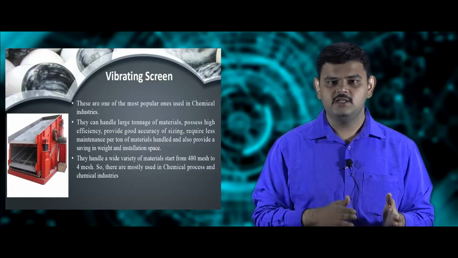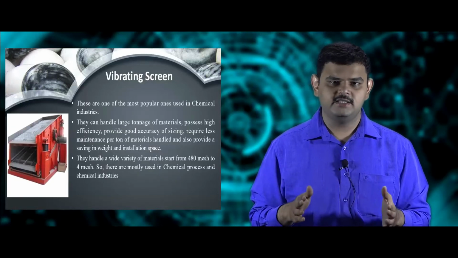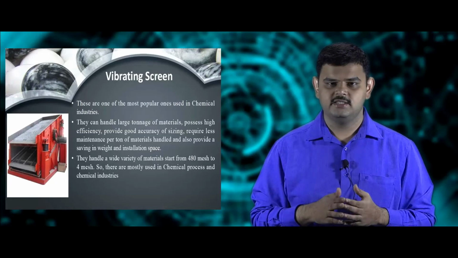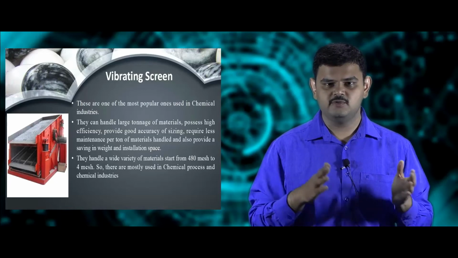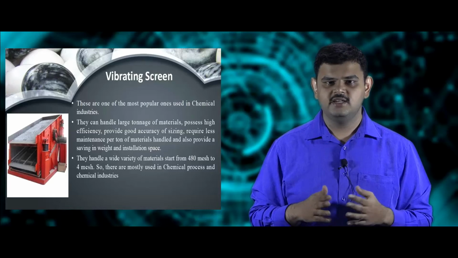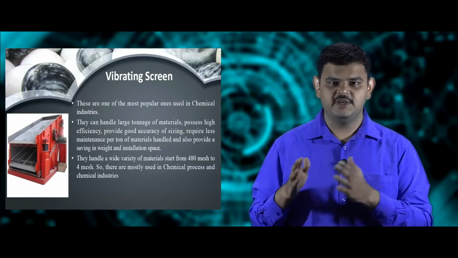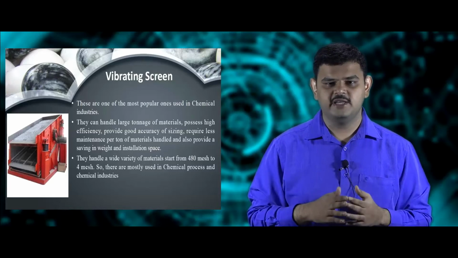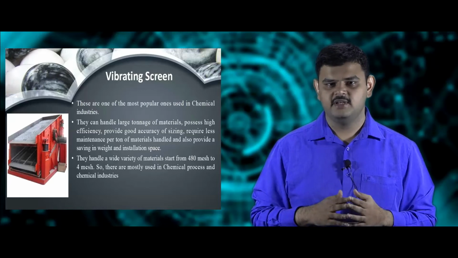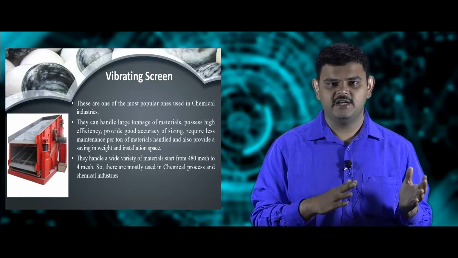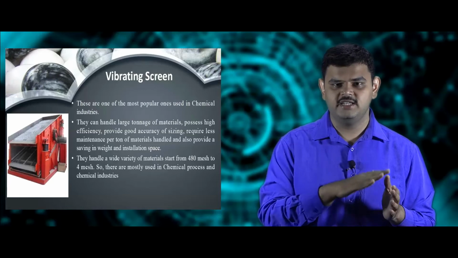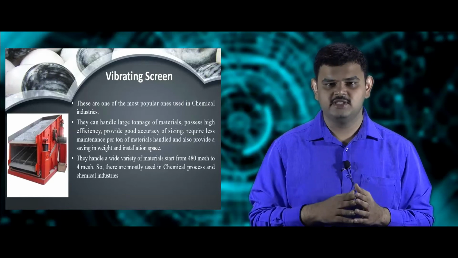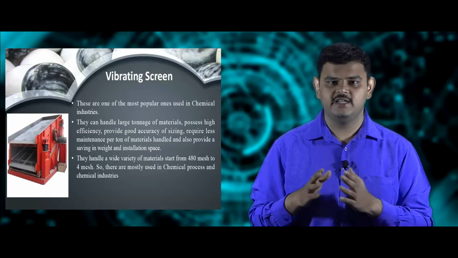Now we move on to the vibrating screens. The vibrating screens are the second industrial screens. The vibratory screens are most widely used in all the chemical industries. The vibrating screens occupy less space, handle more capacity, and are easy to operate. The vibrating screens operate in a horizontal or an inclined manner. The driving force is given by either a mechanical or an electrical drive.